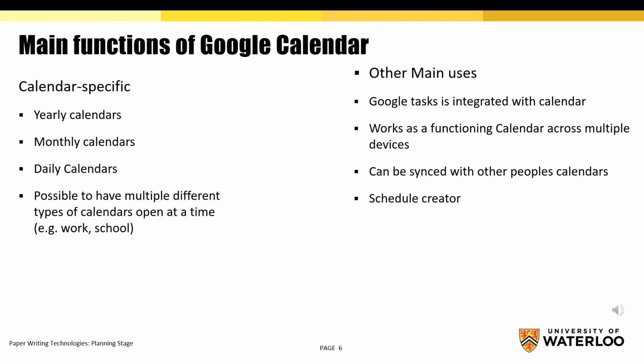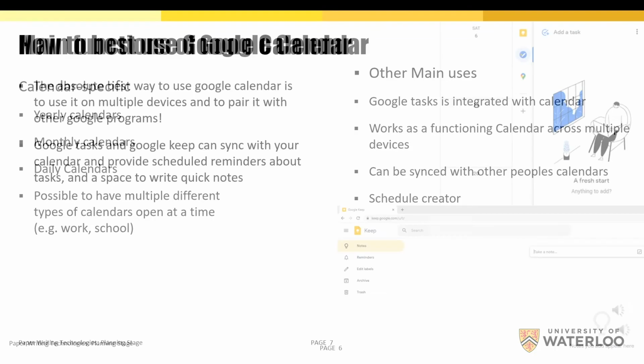Daily calendars. Daily calendars are great on Google Calendar, as getting down to the day means you're ready to fully commit to scheduling. It's also possible to have multiple different types of calendars open at the same time, like work or school. Some other main uses include being able to sync with Google Tasks, another Google program that functions similarly to an online notepad. This works as a functioning calendar across multiple devices. It can be synced with other people's calendars, and Google Calendar is a schedule creator.